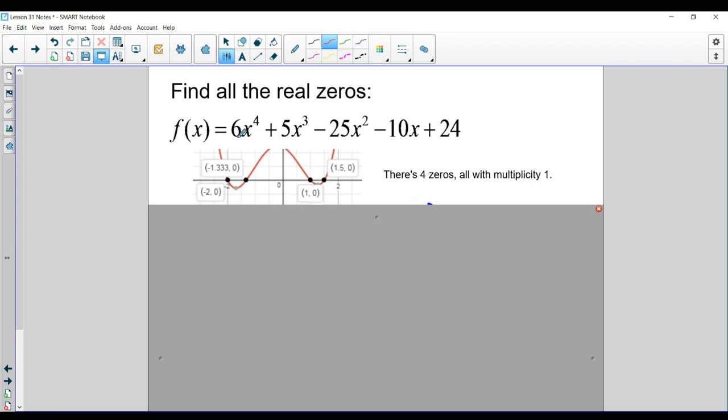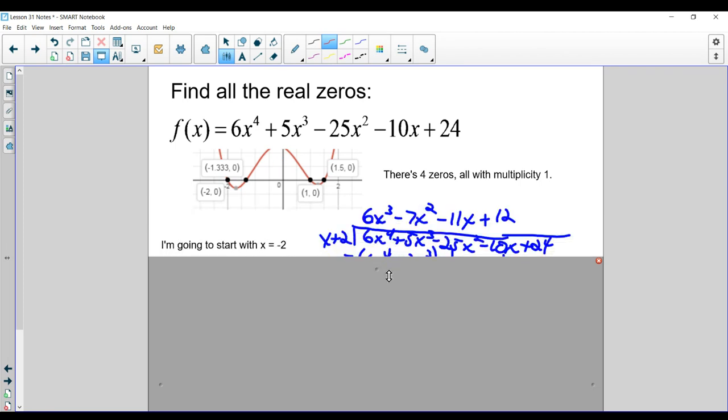So there are 4 zeros here. I do have x to the fourth. All of them will have a multiplicity of 1 because it's supposed to have 4, and I have 4, and it crosses through at each spot, so they're all going to be odd. So I chose the -2. So I did x plus 2. Remember, again, it's the opposite of that, because you'd have x is equal to -2, so x plus 2 is what you would divide in.